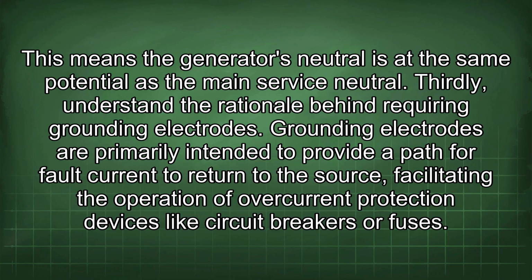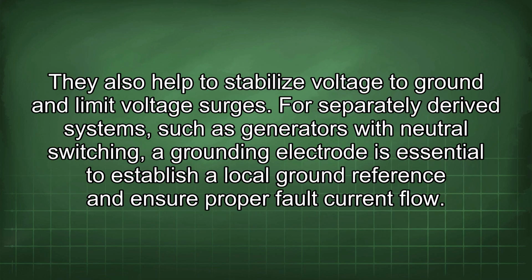Thirdly, understand the rationale behind requiring grounding electrodes. Grounding electrodes are primarily intended to provide a path for fault current to return to the source, facilitating the operation of overcurrent protection devices like circuit breakers or fuses. They also help to stabilize voltage to ground and limit voltage surges. For separately derived systems, such as generators with neutral switching, a grounding electrode is essential to establish a local ground reference and ensure proper fault current flow.